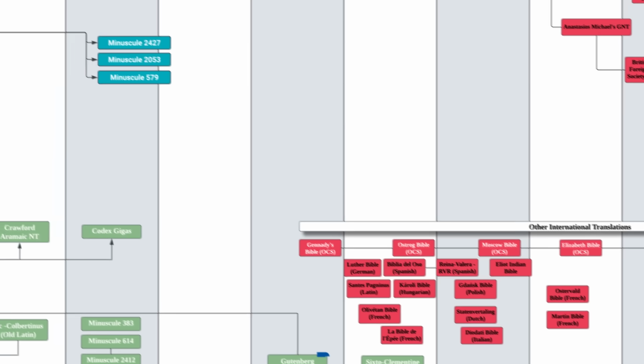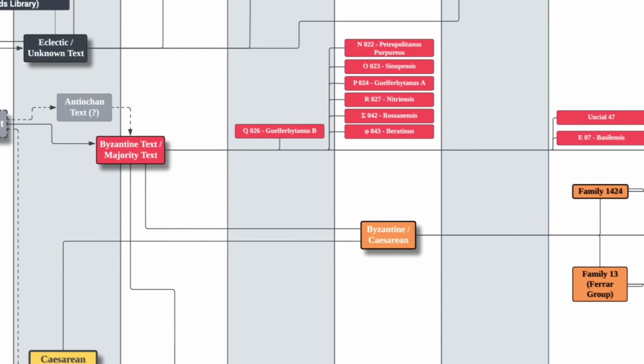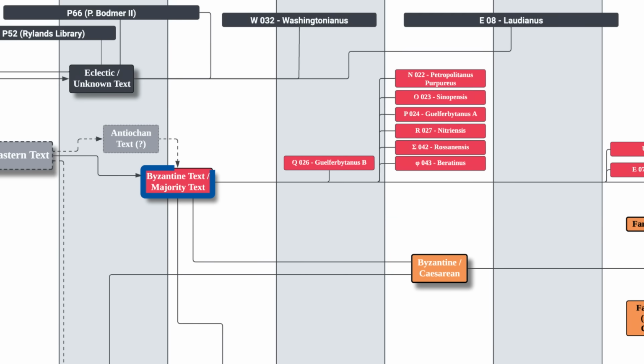Let's now take a look at the Byzantine text type, which includes all of the red boxes on this chart. As you can see here, the Byzantine text is also referred to as the majority text. That's because roughly 90% of New Testament manuscripts in Greek are of this type, which makes sense considering that they were produced by the Byzantines, who spoke Greek. There aren't any early papyrus fragments that fit into this text type, probably because Constantinople didn't become the capital of the Eastern Empire until the 4th century.